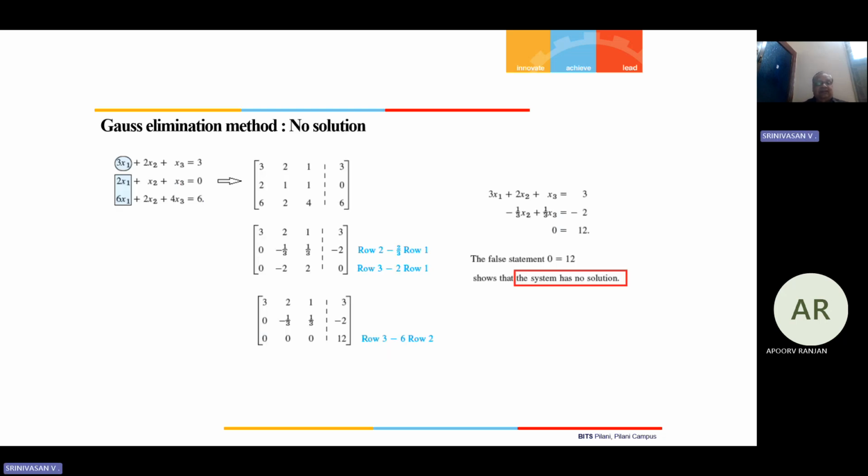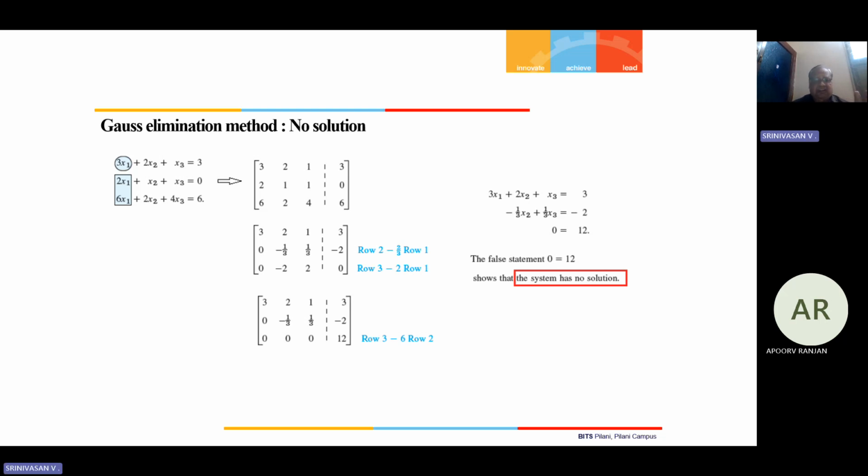Well, here is yet another example where there is no solution. Here you are asked to solve by the Gauss elimination method, isn't it? Only when you are doing the operations, going through the process, are you able to understand that there is no solution.